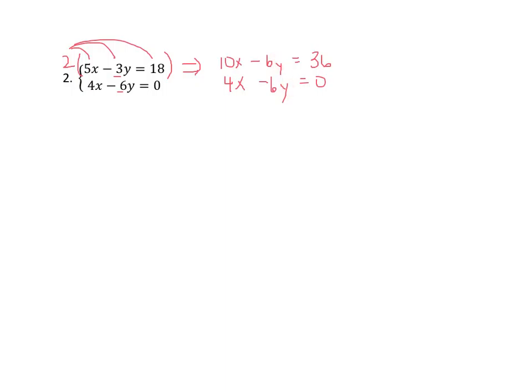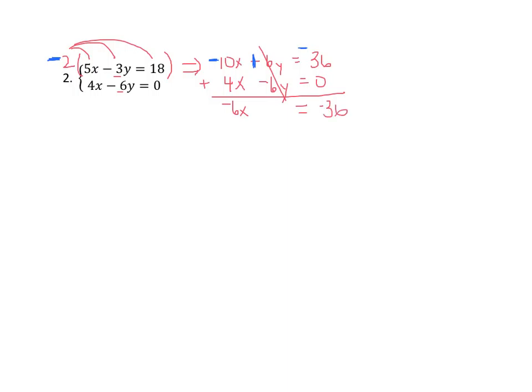So let's go back and change this top equation and multiply it by negative 2. Because now when we multiply it by negative 2, we have a negative 10x and we have a positive 6y and we have a negative 36. Now we should be able to add them together and get those y values to cancel. So let's do that. Negative 10x plus 4x is negative 6x. 6y minus 6y, now they cancel, and it's equal to negative 36 plus 0, which is negative 36.